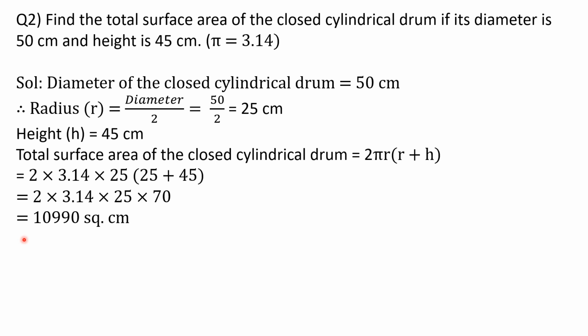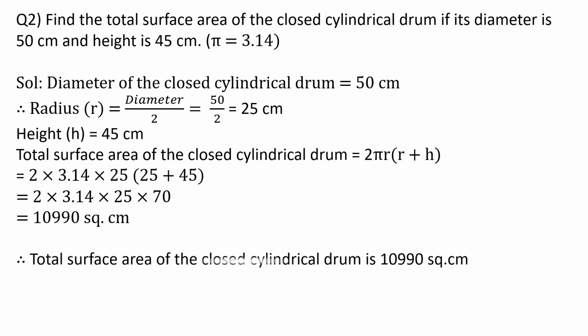So student, when you'll multiply all the terms, you'll get answer as 10,990 square centimeter. Okay. So final answer will write down. Therefore, total surface area of closed cylindrical drum is 10,990 square centimeter. Student, units are compulsory to write. If you don't write units, you'll lose your marks. Okay. Now moving to the next question, question number 3.